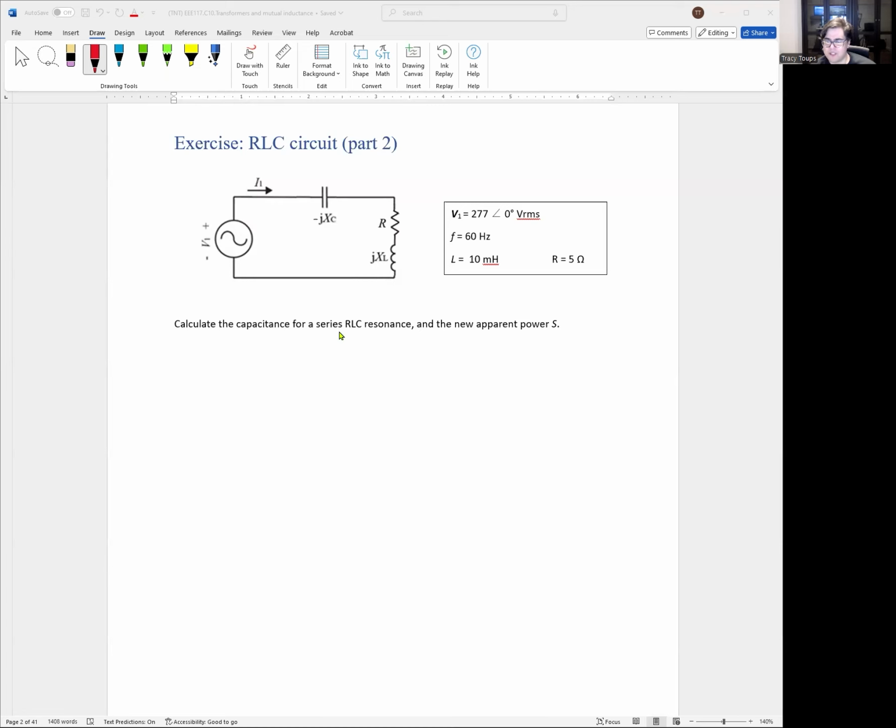For an RLC resonance, I want you to tell me what capacitance in farads is needed to have this resonance at 60 hertz. And then I want you to calculate the new apparent power S of the circuit as these two impedances cancel out, to see how much more power we can get out of it.